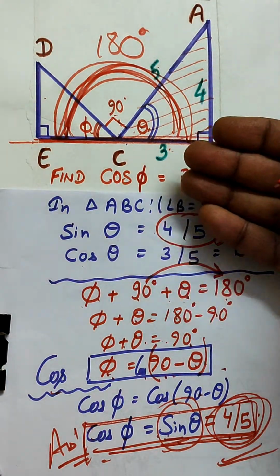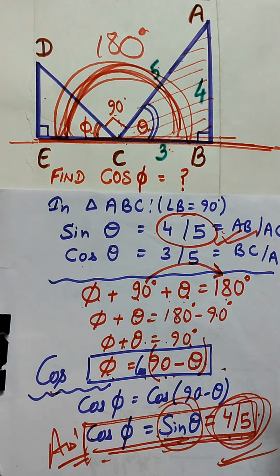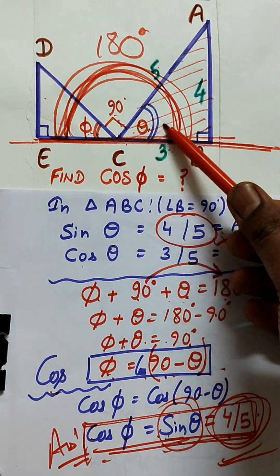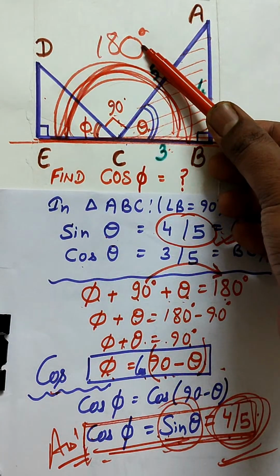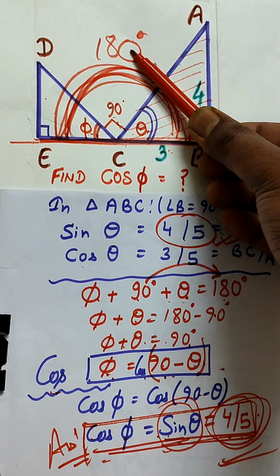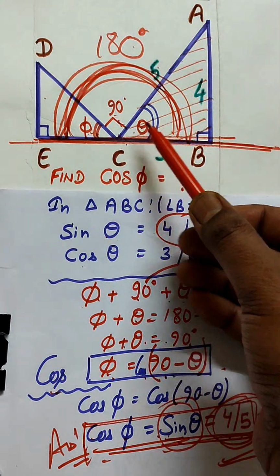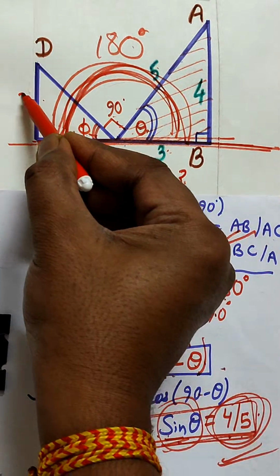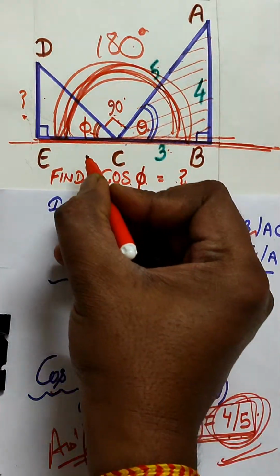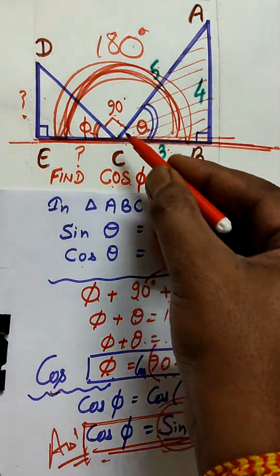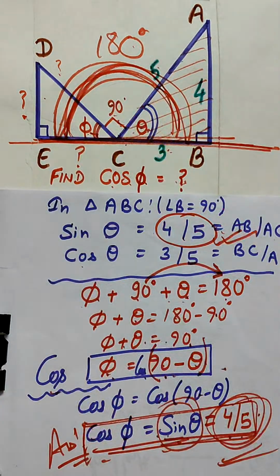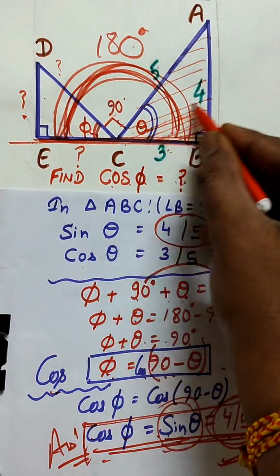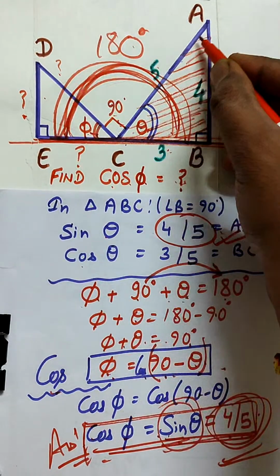It's a very simple question, but initially when the question comes in front of you, don't panic. You can see phi, 90, theta. You can easily observe it's 180, right? If this is 180, then for cos phi, you are not knowing the value of DE, EC, or CD. So how will we calculate it? We will calculate it by using this shaded right angle triangle, right?